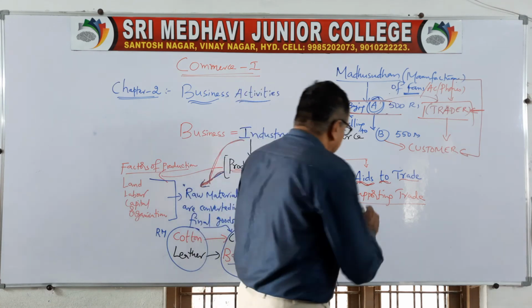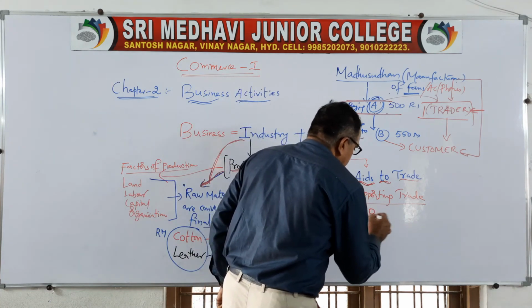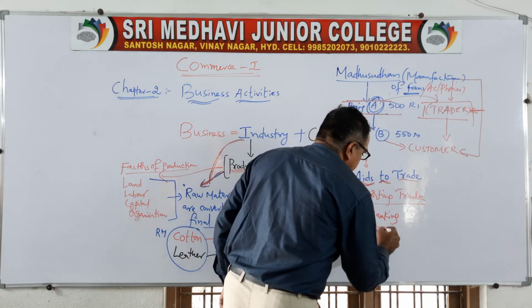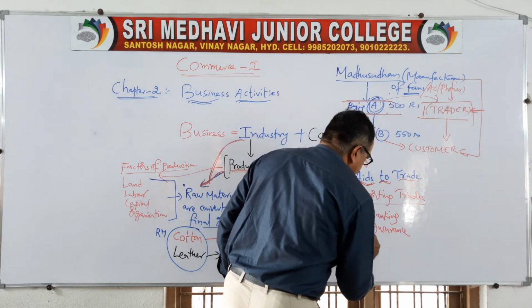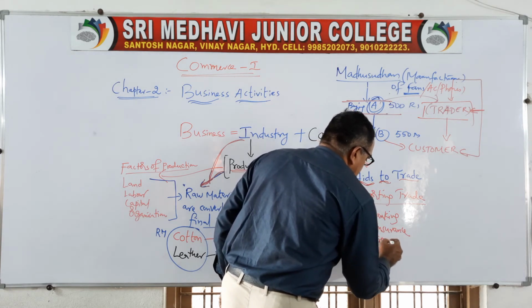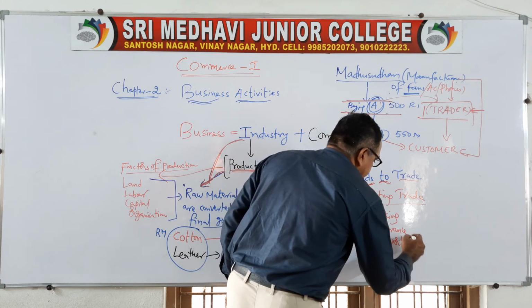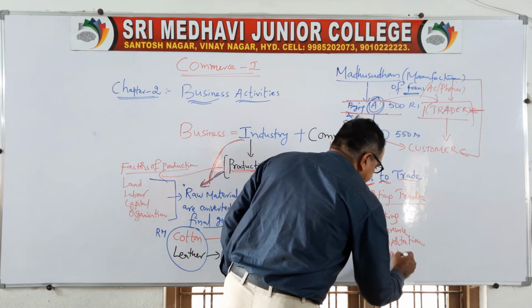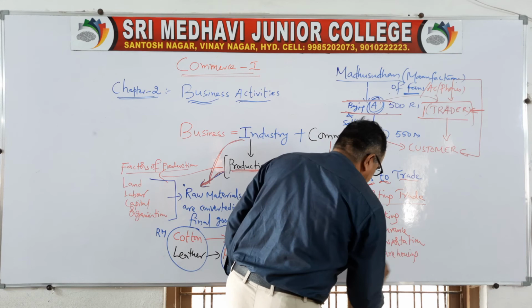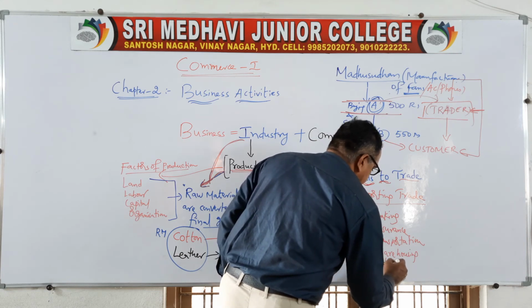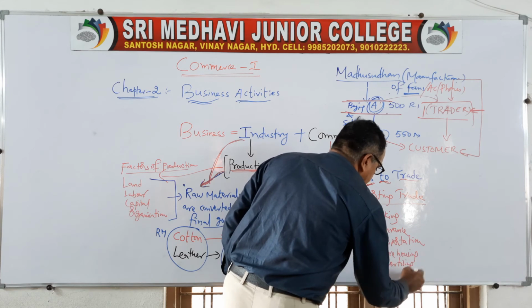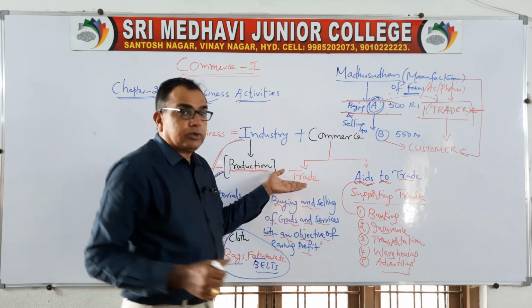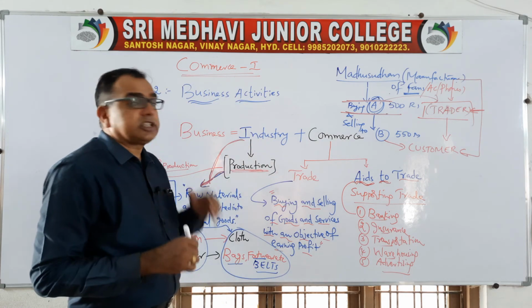So these aids to trade, in simple I will write, they are banking, insurance, transportation, warehousing and advertising. So without the support of these five things, you cannot continue, you cannot carry on your trade or industrial activities.